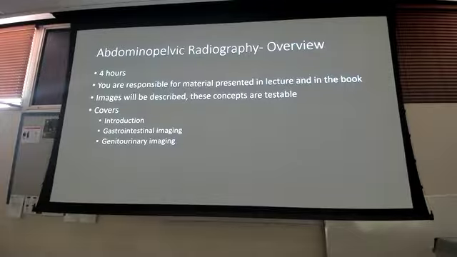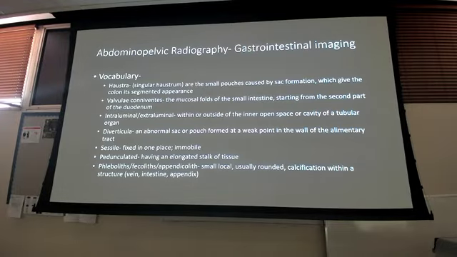All right, so it says 4 hours, 4 to 4.5, maybe 5, right? We're going to talk about GI imaging, GU imaging. Here is your vocabulary. Haustra, valvulae conniventes. These are important because these two things are how you're going to be able to tell on an x-ray large bowel from small bowel. You can tell, especially in the abnormalities when they're distended and we look at it, there's air in it, based off of whether or not you see haustra or valvulae conniventes, you will be able to tell small bowel versus large bowel.